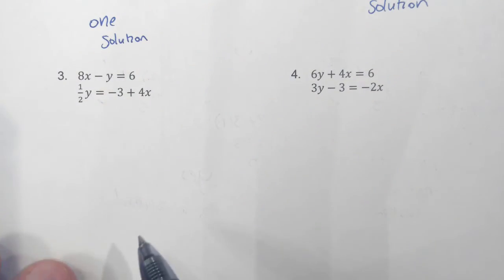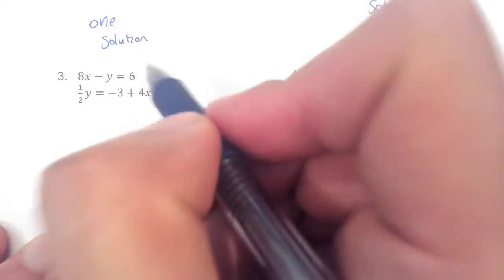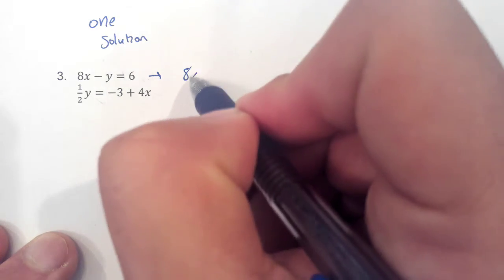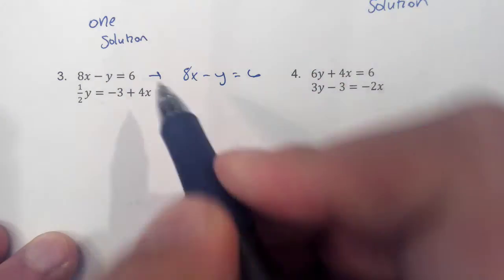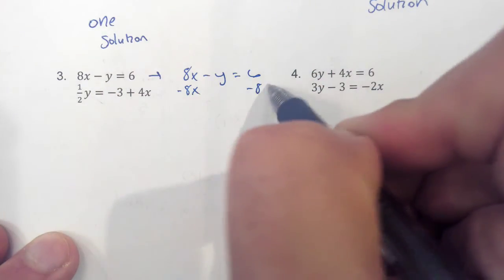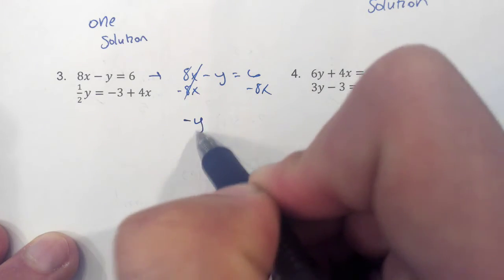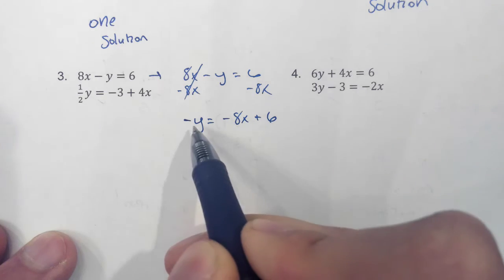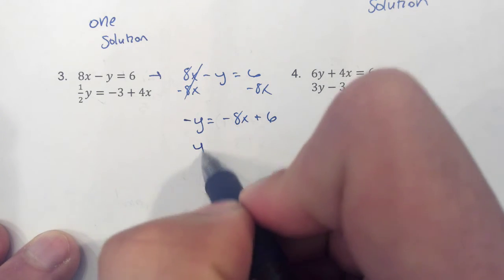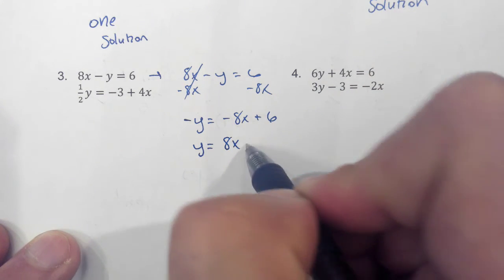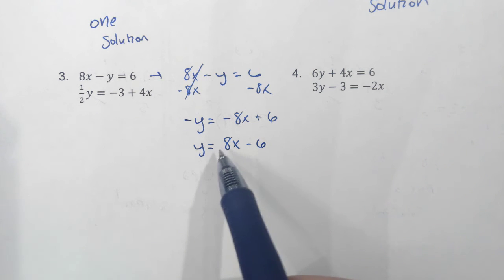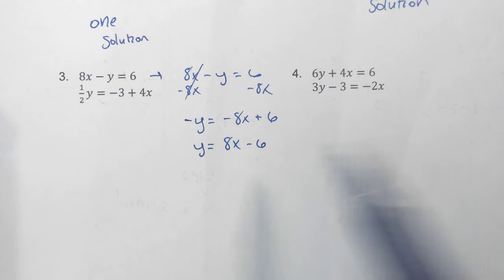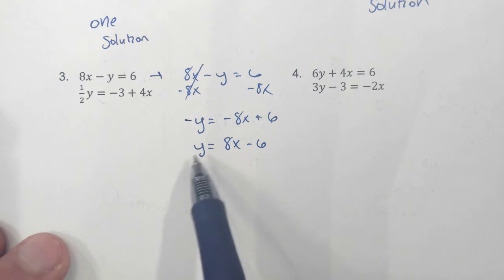Oh, fraction. Oh no. That's okay. All right, let me rewrite that top one. First, move the x over. So I've got negative y equals, in the correct order, negative 8x plus 6. I don't want negative y, so if I change the sign of one thing, I have to change the sign of the other thing. So positive y would equal positive 8x minus 6. That one's solved for y.